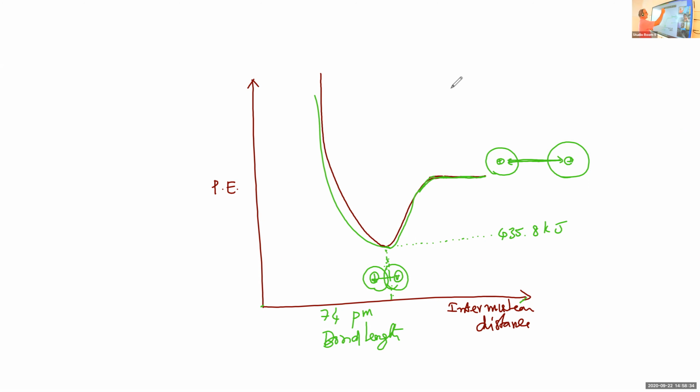Okay? So that's about the potential energy diagram of a hydrogen molecule. All right? Do you follow this or not? Yes, sir. Okay, that is no problem. Now let us go to two theories. One is valence bond theory. It's a new topic. Valence bond theory, VBT.